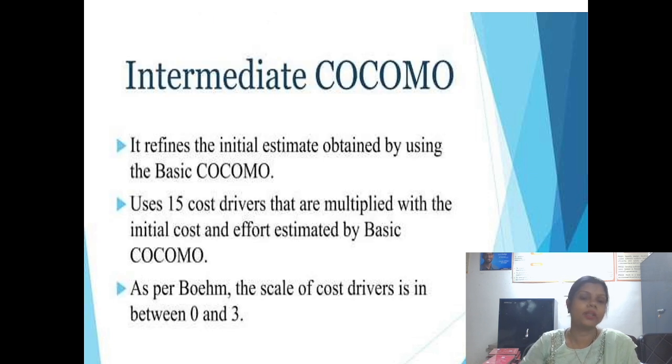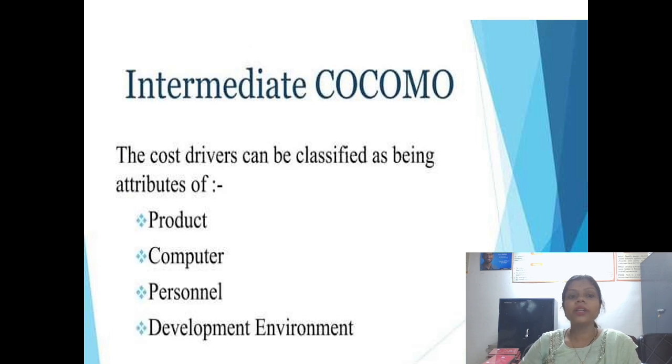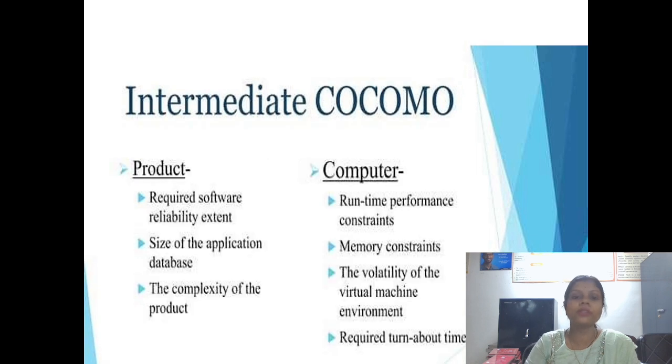Next one is the intermediate. Up till now we have studied only basic COCOMO. Now the second one is the intermediate COCOMO. Intermediate COCOMO refines the initial estimate obtained by using the basic COCOMO model. These 15 cost drivers are multiplied with the initial cost and effort estimated by basic COCOMO, and the scale of a cost driver is between 0 and 3. In the intermediate COCOMO model, cost drivers are classified as attributes of product, computer, personnel, and development environment.